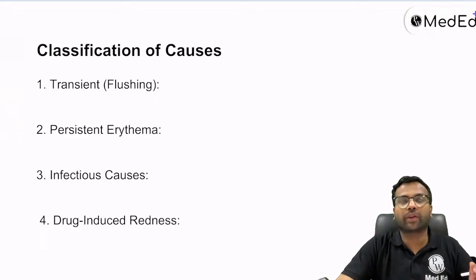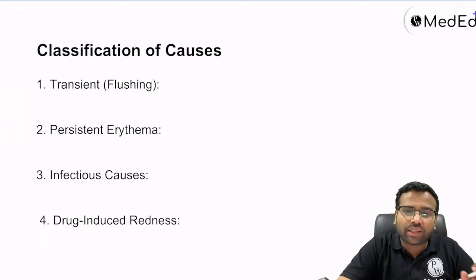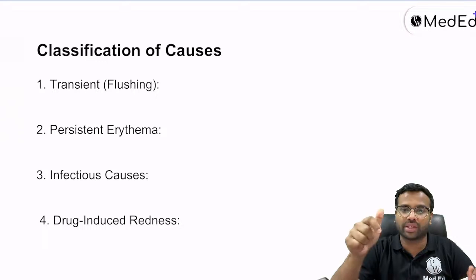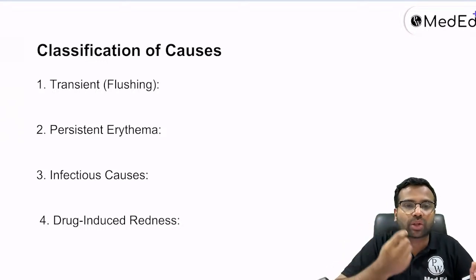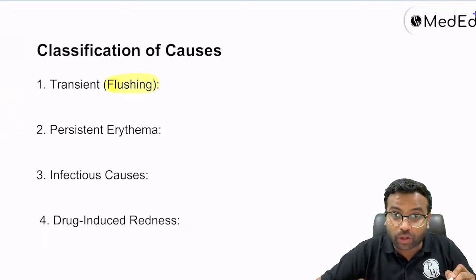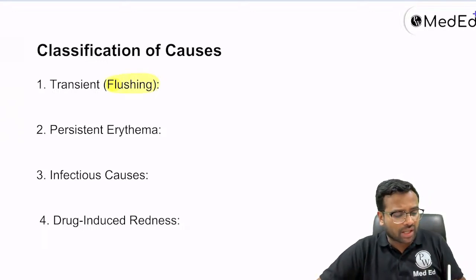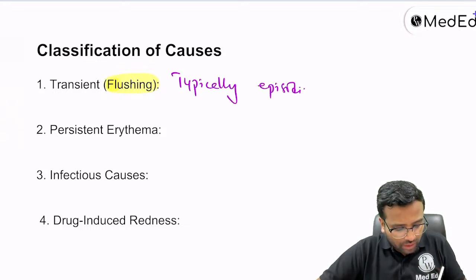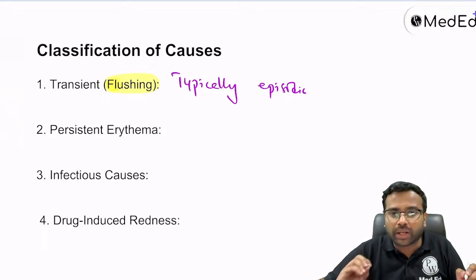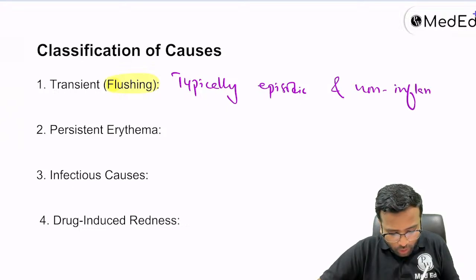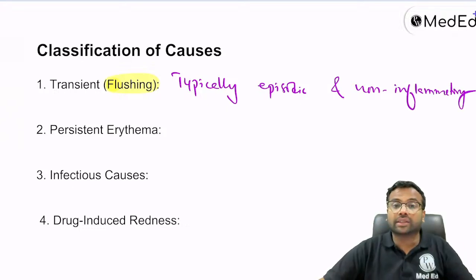Let us begin. When we think about a red face, what are the causes of a red face? We can divide the classification so that the patient may have a transient red face. What do we mean by transient? It comes and goes. What comes and goes, we can call flushing, because this is typically going to be episodic, meaning it comes and goes, as well as non-inflammatory. That is how you can see it.